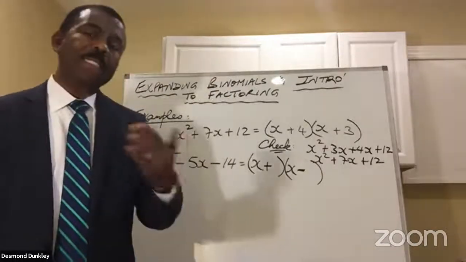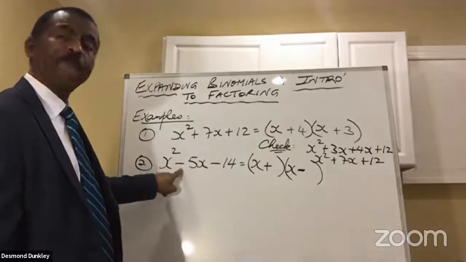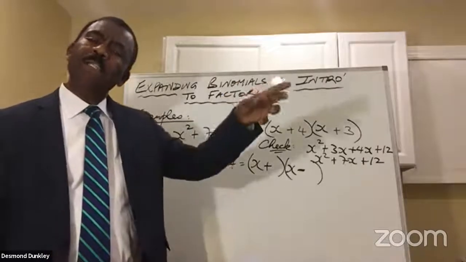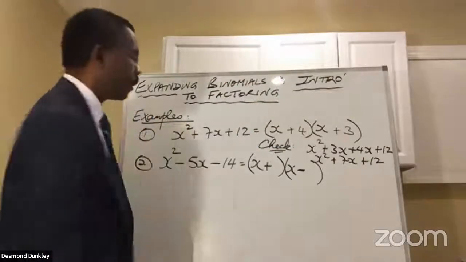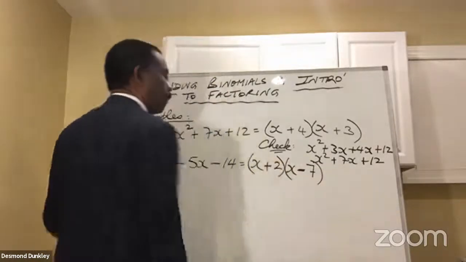But one is negative and one is positive. Notice that when you add them, the result is negative 5. So the negative number is the one that has to be the larger numeral. Therefore, it has to be negative 7 and positive 2.